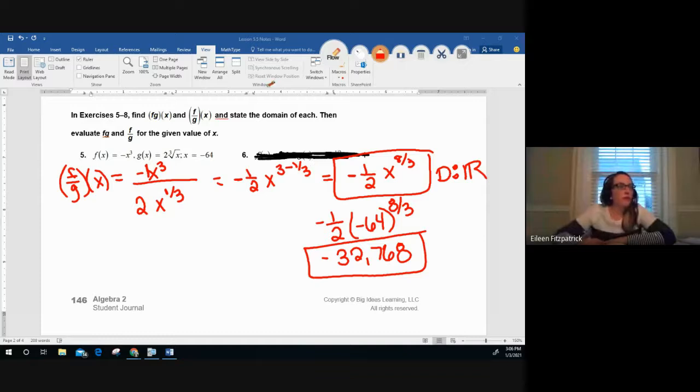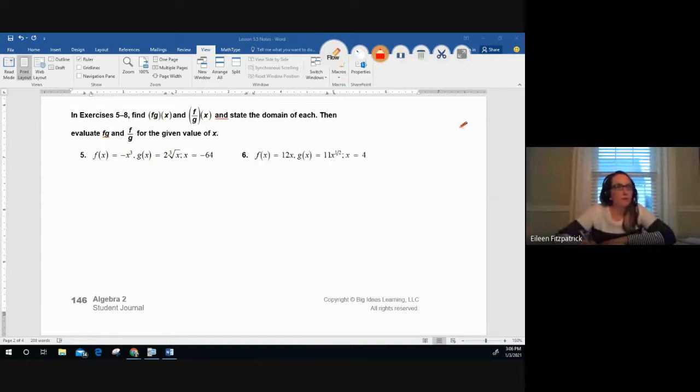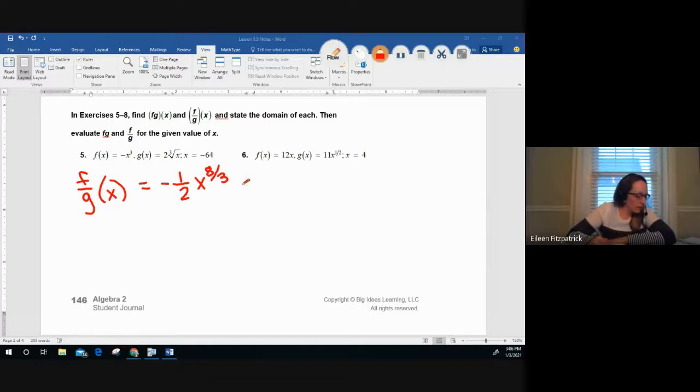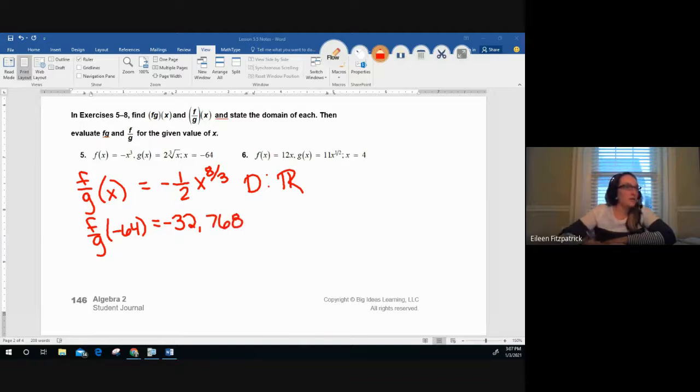Oh, you know what? I just realized I'm not correct about the domain. Oh, darn. Hold on. Didn't mean to hit that. So I'm sorry. We have to go back a second. So negative 1/2 x to the 8/3. When you're dividing, I said the domain was all reals, and I'm just realizing that's not correct. Almost correct, but not quite correct. And then I had f of g of negative 64. That was negative 32,768. Sorry, let's talk about the domain for 1 second.